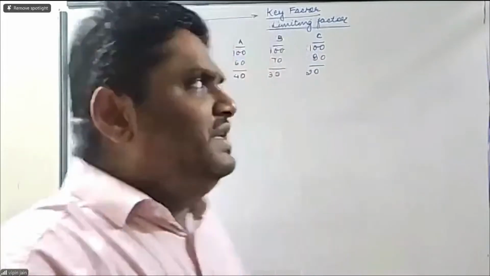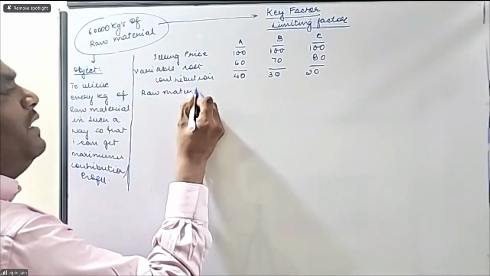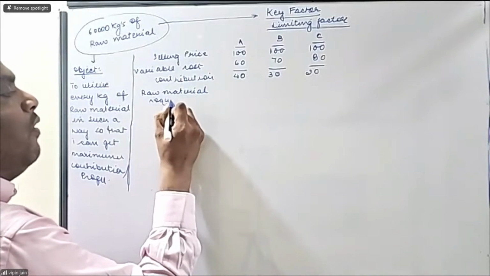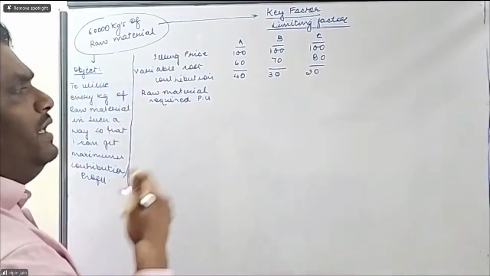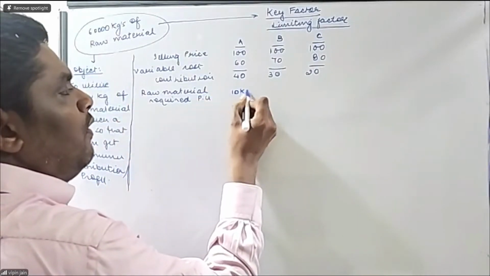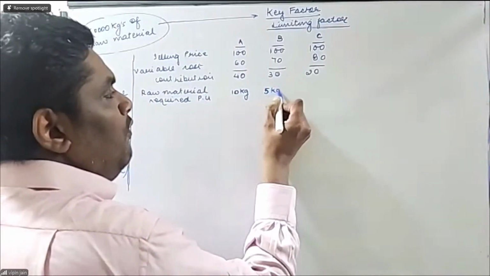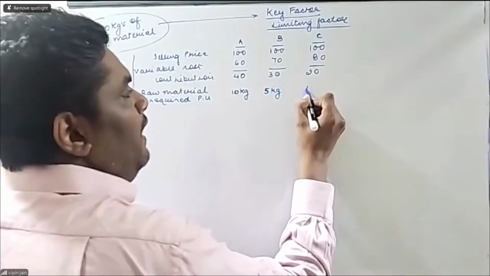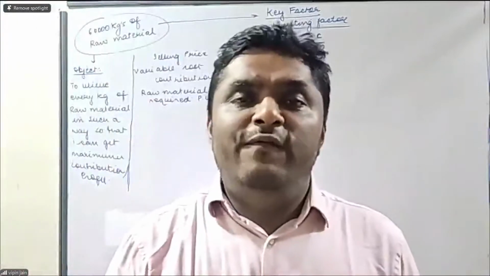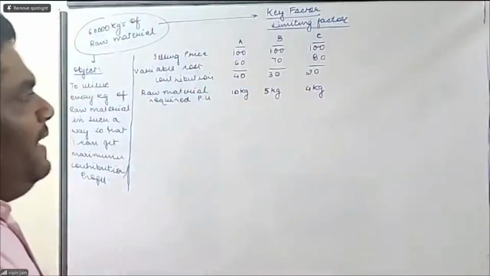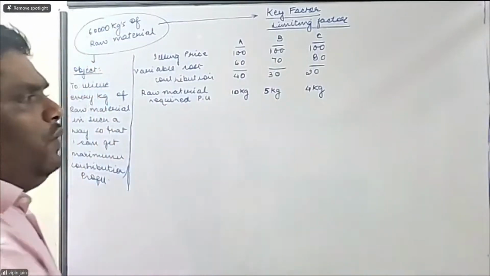So some additional information is given in the question, that is raw material required per unit. Raw material requirement per unit is also given. Let's say 10 kg for A, 5 kg for B, and 4 kg for C. So raw material requirement is also given for every unit of A, B, and C, wherein for A it requires 10 kg, for B it requires 5 kg, and for C it requires 4 kg.